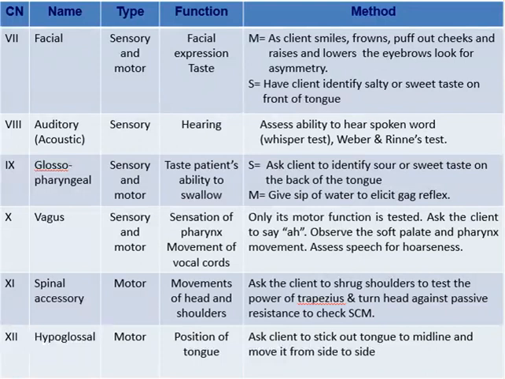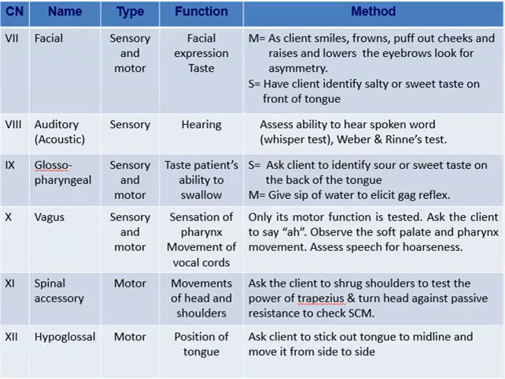On the ninth number comes the glossopharyngeal nerve. It is sensory and motor. It is assessed for the patient's ability to taste and the patient's ability to swallow. To assess its sensory part, ask the client to identify sour or sweet taste on the back of the tongue. And to assess its motor part, give a sip of water to elicit the gag reflex.